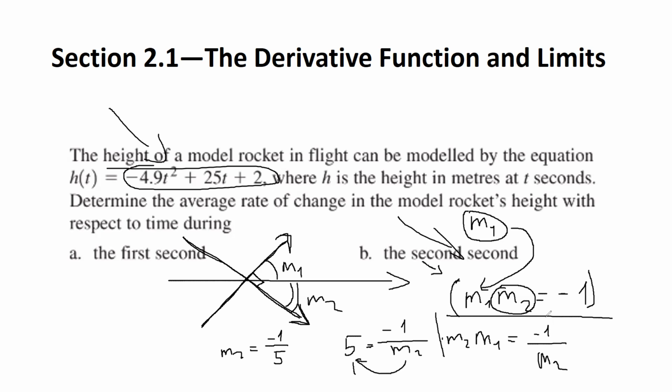So what numbers would you plug in for that equation? For this one, the m1. Let's practice the derivative. Because the derivative gives us m1, right? So the derivative of this function, using the power rule, would be 2 times minus 4.9 times t.